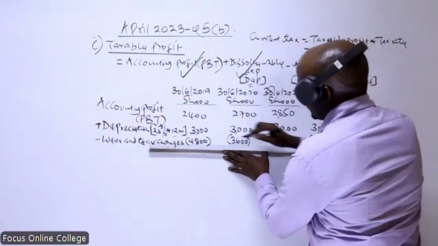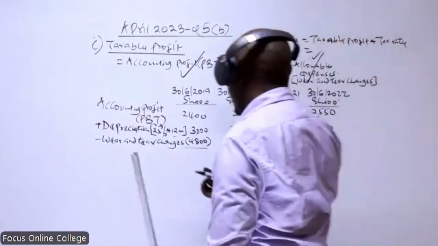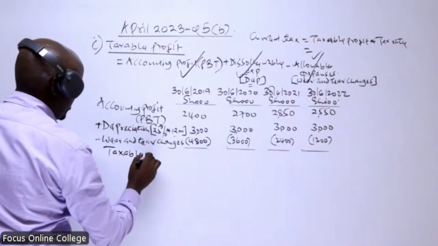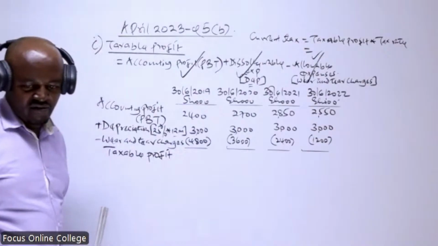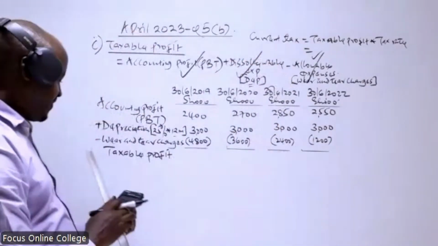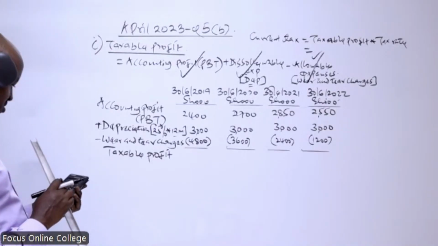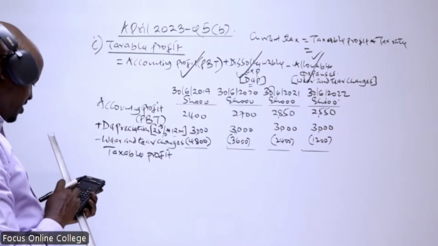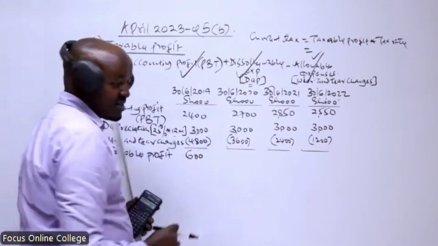So what we now need to proceed and determine here is the taxable profit. The taxable profit for the first year will be what? Will be 24 plus 3,000 minus 48, which is 600. I hope that is what you're getting.